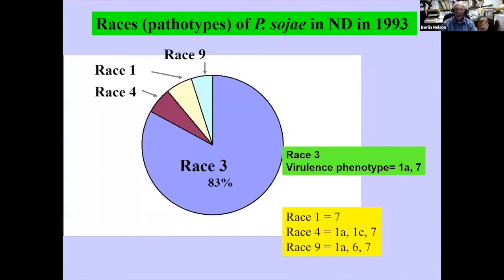Okay. So let's turn back the clock to about 1993, when we did our first look at what the pathotypes were. At that time, we were talking about races out in the soybean fields. I want to preface this by saying at that particular time, we were isolating from plants.